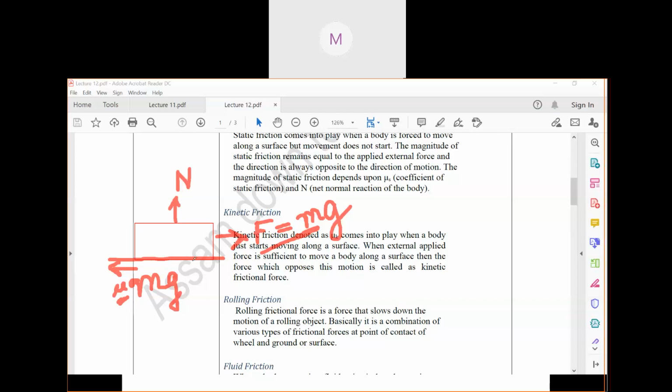Now this coefficient of friction is known as the coefficient of static friction. Is it clear? If not clear, tell me. I'll explain it again.